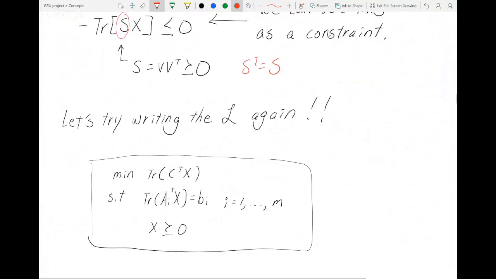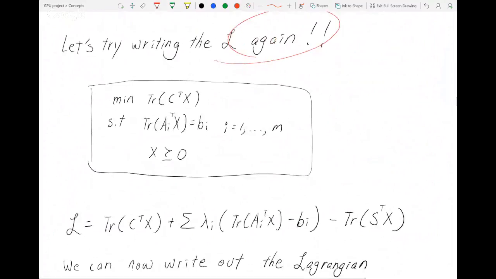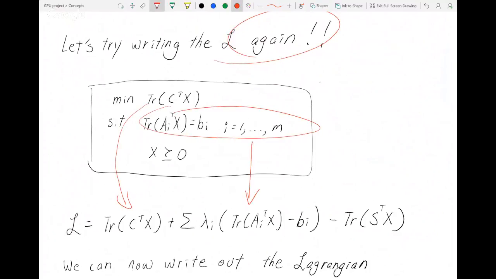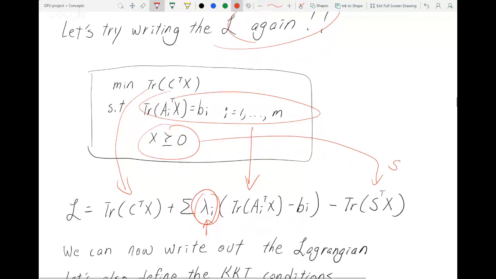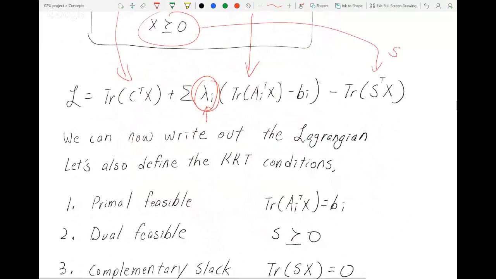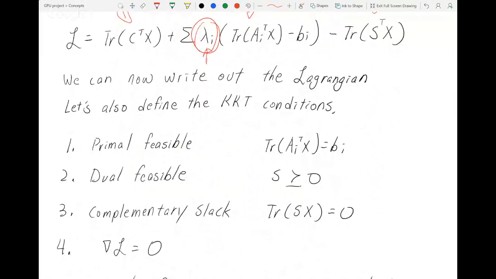Well, let's try writing the Lagrangian again, now that we know this. So again, this goes here, this right here goes here, each with its own Lagrangian multiplier. Notice this is actually a scalar value. And this one goes to here, where S is actually a matrix. So we can now write out the Lagrangian. The next thing we want to define is the KKT conditions.